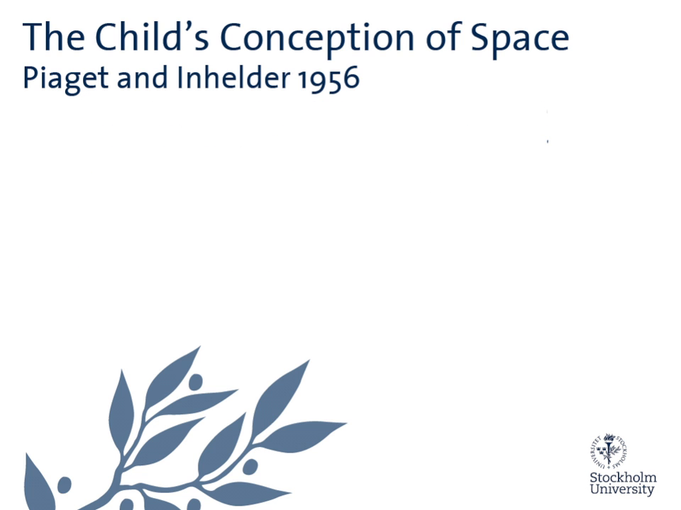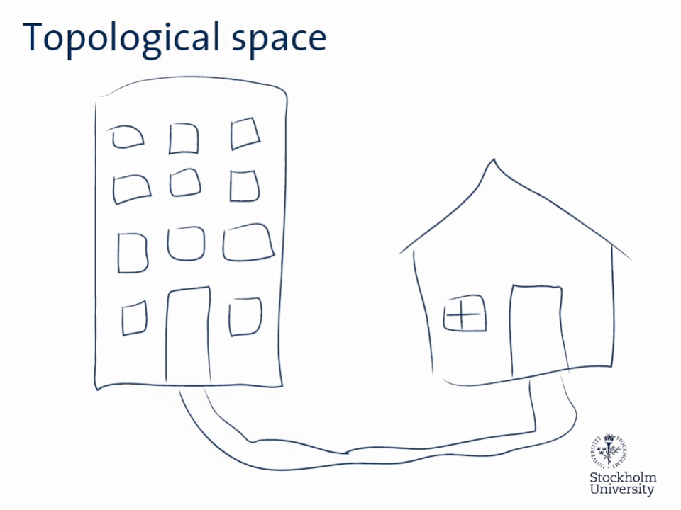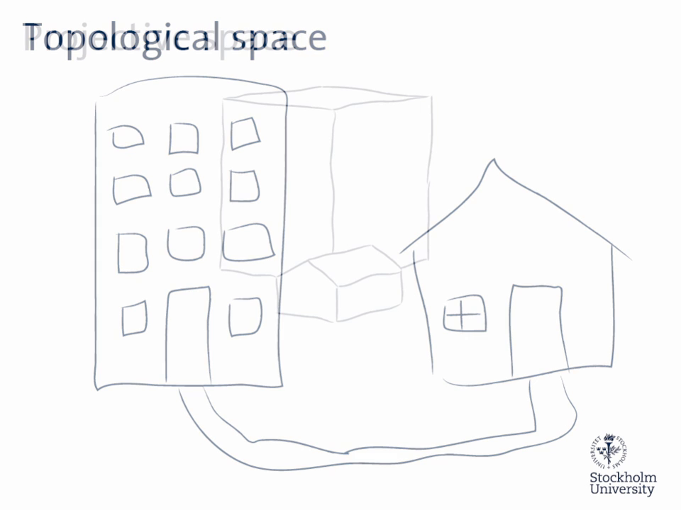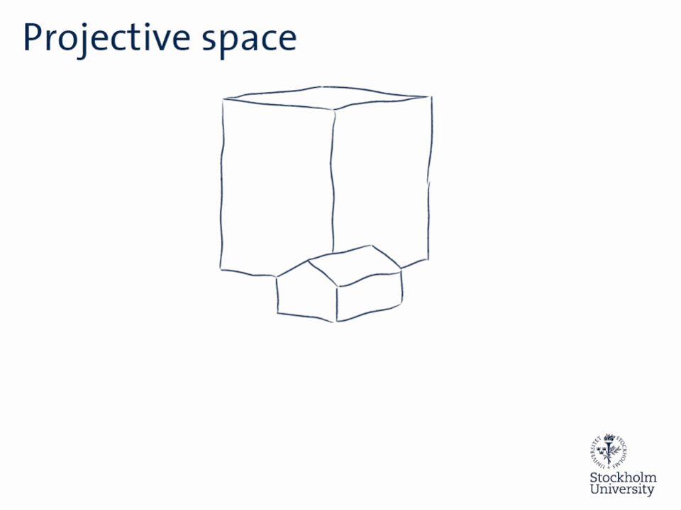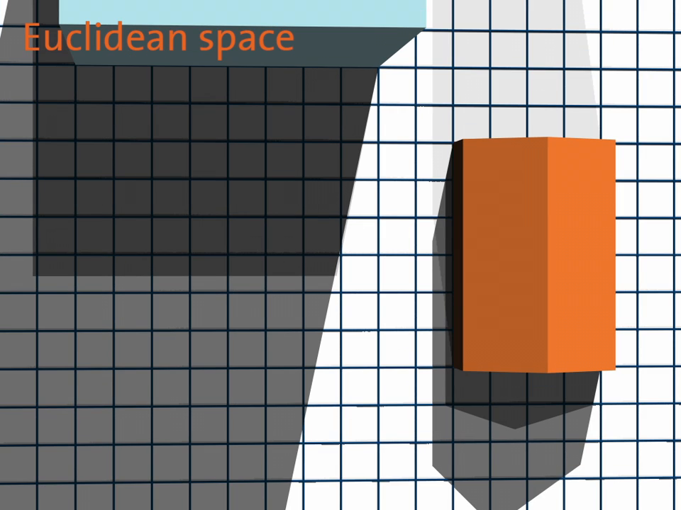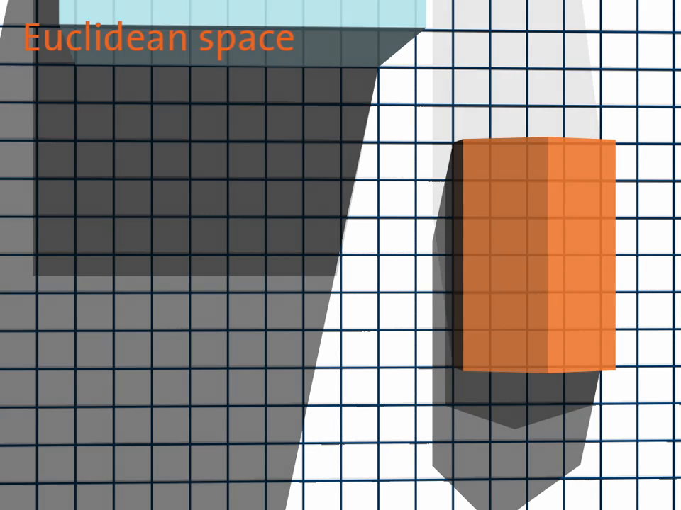Jean Piaget and Bärbel Inhelder's book, The Child's Conception of Space from 1956, presents three stages of spatial understanding. In the first stage, topological space, only the connections of localizations are understood. This is followed by projective space, where relative order and different viewpoints are understood by the child. The third and last stage of the child's development of spatial understanding is Euclidean space, where the child can understand places in the surroundings as locations on a geometrical plane.